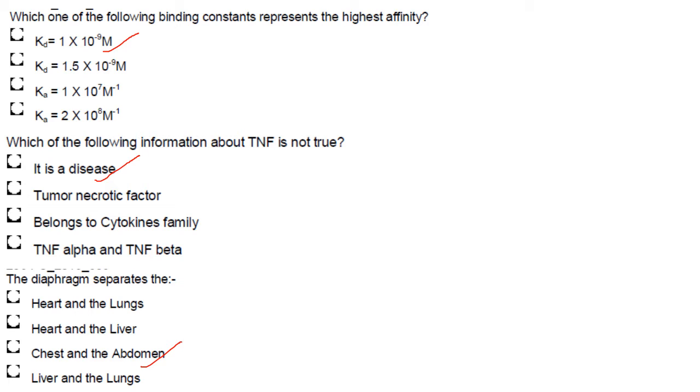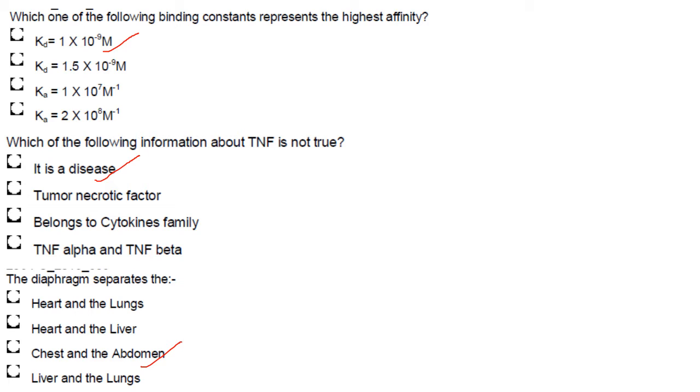First one, Kd is 1 into 10 raised to minus 9 molar. Next one, Kd is equal to 1.5 into 10 raised to minus 9 molar. The third one, they have given the Ka value, that is 1 into 10 raised to 7 molar. Now we have to find the Kd value. When the Ka value is given, Ka is equal to 1 by Kd, so Kd is equal to 1 by Ka. So 1 by 1 into 10 raised to 7, you will get 1 into 10 raised to minus 7 molar.